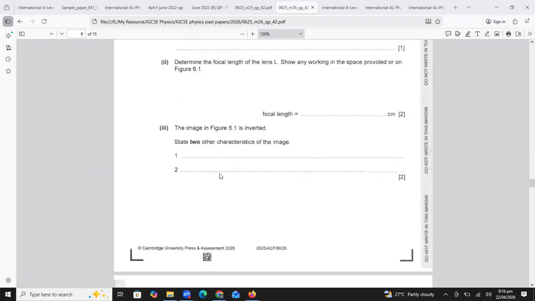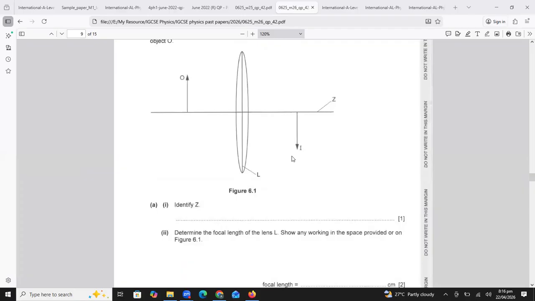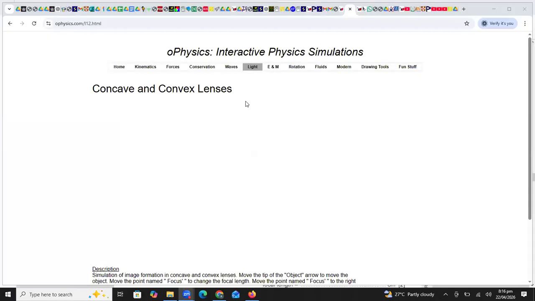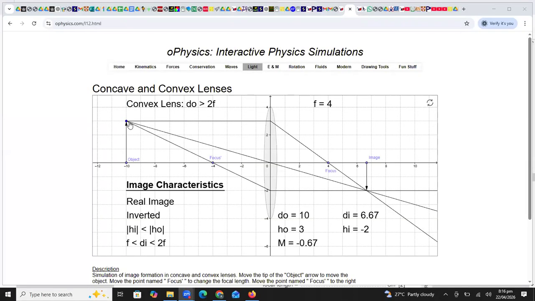So now we have to write the two characteristics of the image. So this image is real because it is inverted, and you can measure the height of object and height of image. So here the height of object is equal to the height of image. So it means that this image is of same size. All right, students, this image is of same size. So these are the two characteristics, beta: real image and inverted image.